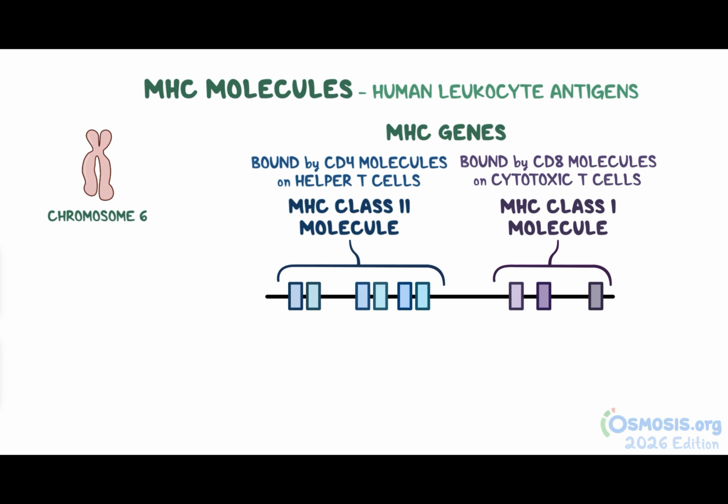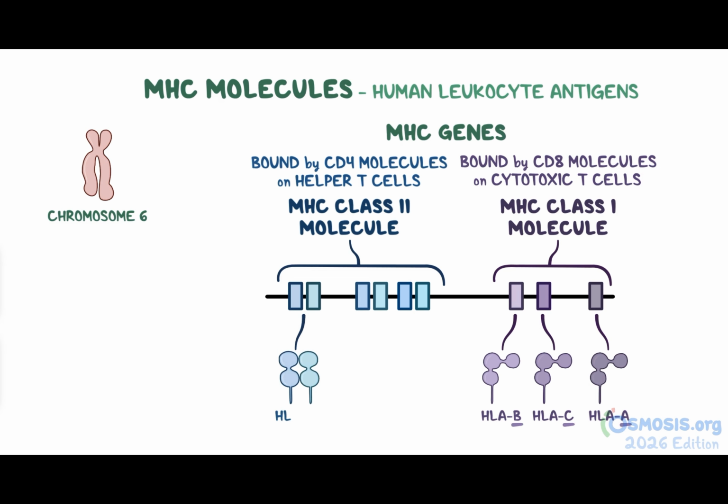MHC class I genes encode the proteins HLA-A, HLA-B, and HLA-C, which is easy to remember because for MHC I, it is always one letter. MHC class II genes encode the proteins HLA-DP, DQ, and DR, which is also easy to remember because for MHC class II, there are always two letters.